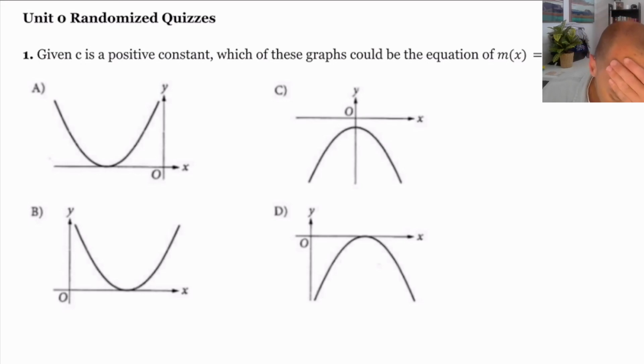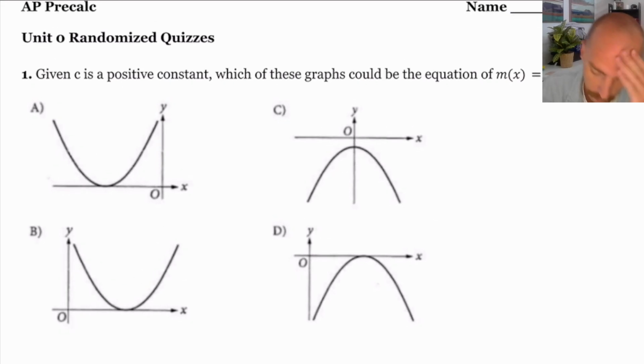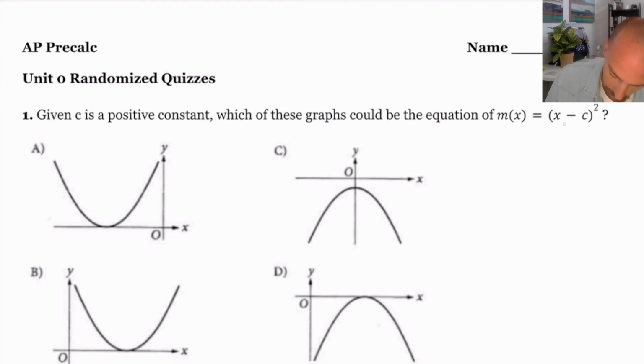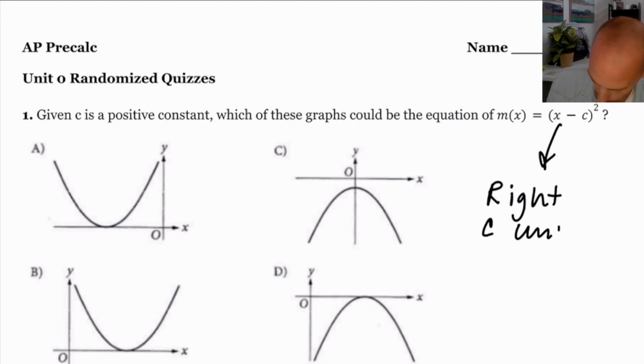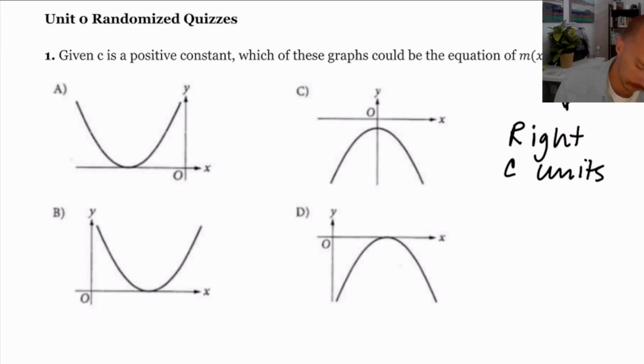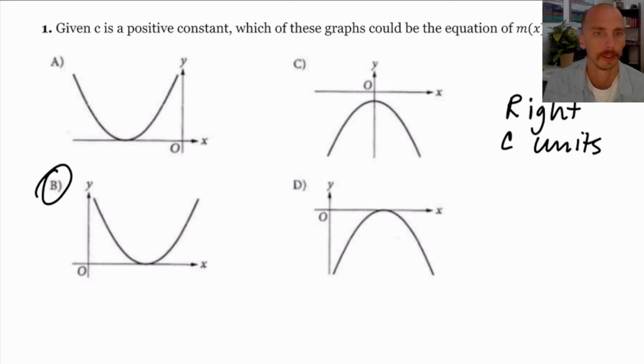Okay, so given c is a positive constant, which of these graphs could be the equation of m of x equals (x minus c) squared? Well, since c is positive and we're subtracting c on the inside, that's going to move the graph of y equals x squared right c units. But otherwise it would be the same as y equals x squared, and so that's going to be answer choice B.